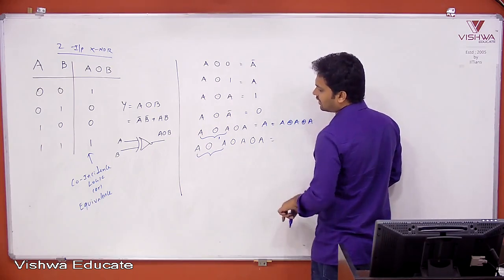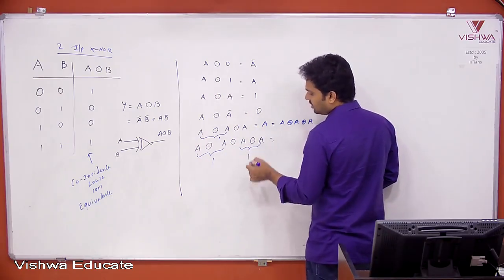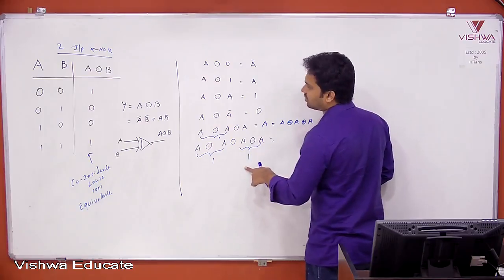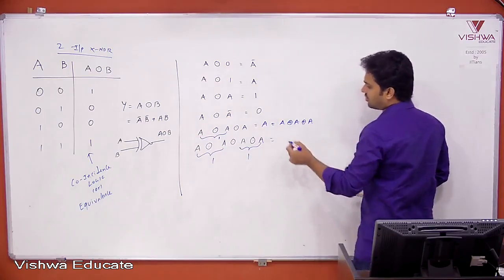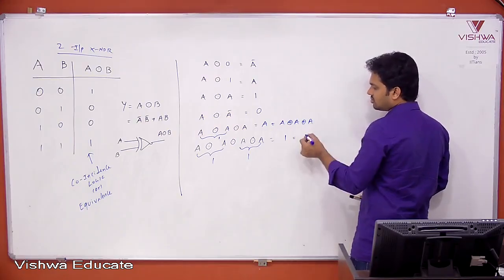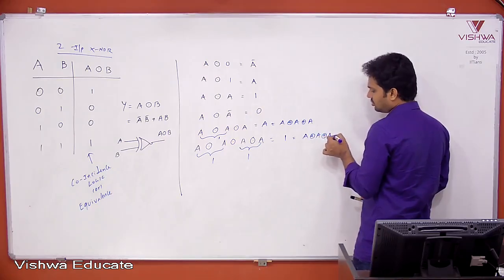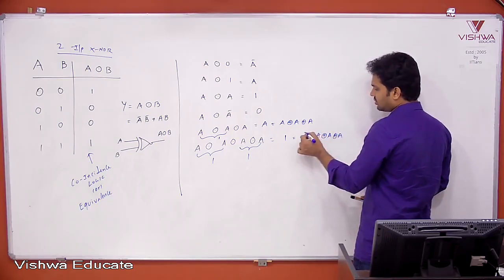A XNOR A. What is the answer? 1. Similarly, this is 1. What is 1 XNOR 1? 1 XNOR 1 is 1. But earlier it is equal to 0. So it is a complement of A XOR A XOR A.